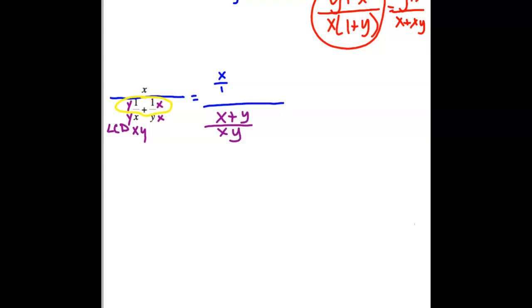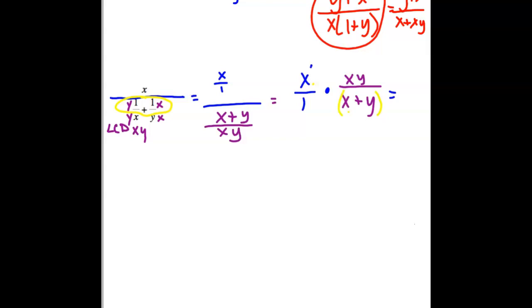Okay, now we can multiply by the reciprocal. So we're going to have x divided by 1, and we're going to multiply by the reciprocal of this purple part. So the xy moves to the top, and the x plus y moves to the bottom. Now we don't have any common factors here. Remember, we cannot reduce this x with this one, because this is not really an x, it's a whole x plus y group. Okay, so all we can do is simplify.